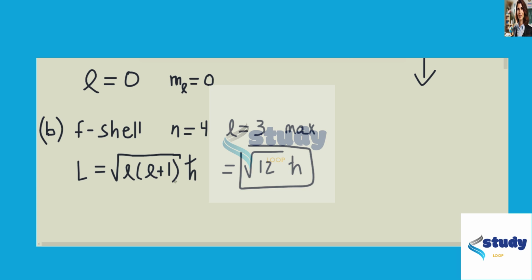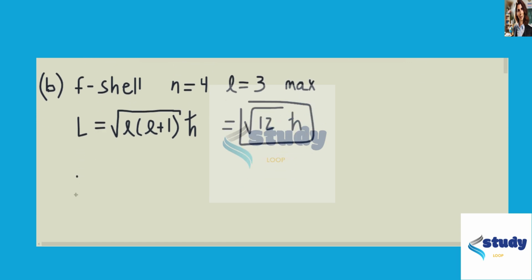The z component of the angular momentum, which we can call L sub z, is M sub L h bar. Well, we want the maximum component, maximum M sub L value. And remember, M sub L can go from negative L all the way to L. So that's plus or minus 3, plus or minus 2, plus or minus 1, and 0. So the maximum M sub L value is 3. So this is 3 h bar.